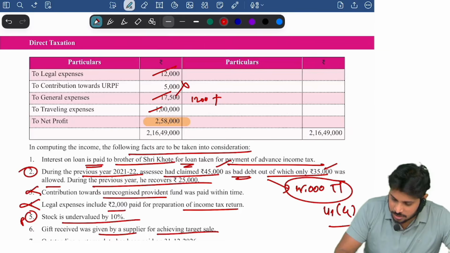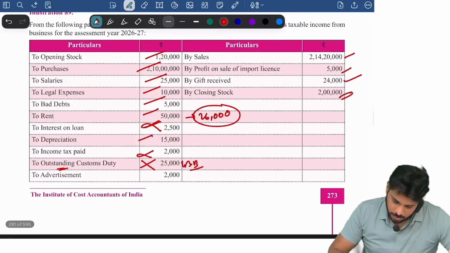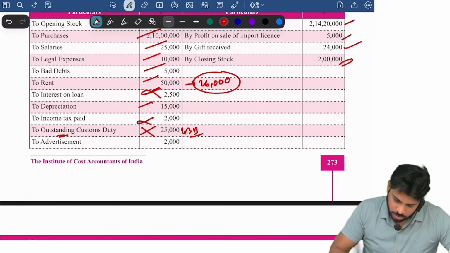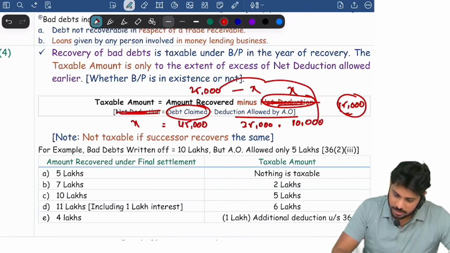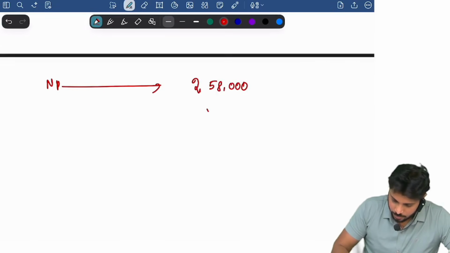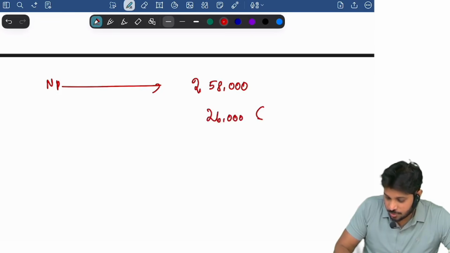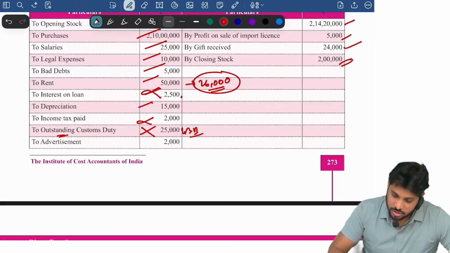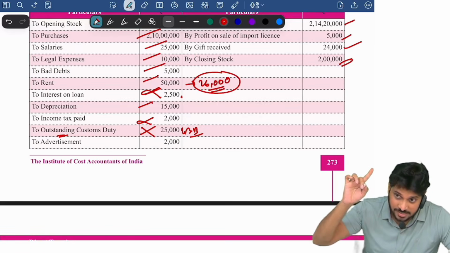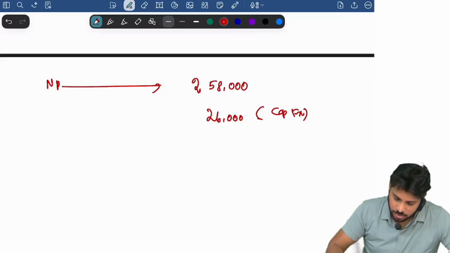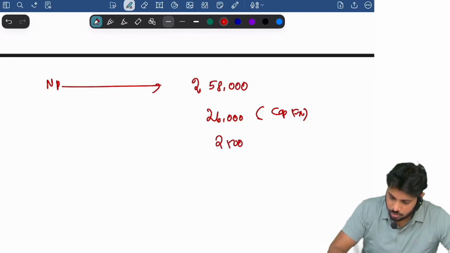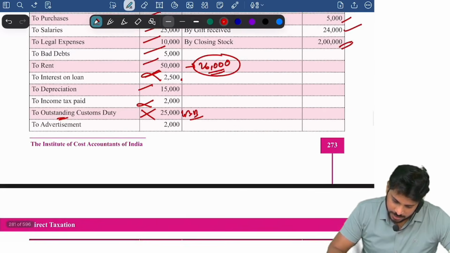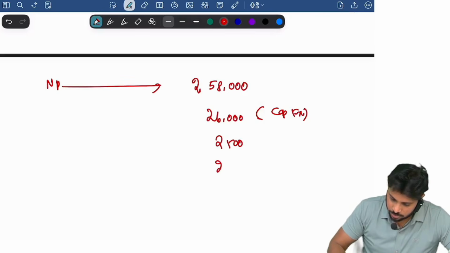2,58,000. Am I right? Now look at it. So here 26,000 disallowed. Correct? 26,000 disallowed because it is capital expenditure. Am I right? Next. Then 2,500 interest on loan paid to brother for payment of income tax. So that's income tax liability. Again disallowed. How much is that? 2,500. Am I right? Then again income tax paid 2,000 disallowed.